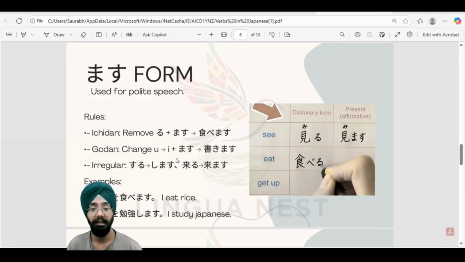For Godan verbs, just change the u sound to the i sound. Kaku, kakimasu; asobu, asobimasu; nomu, nomimasu. For example, gohan o tabemasu. I eat rice. Or Nihongo o benkyou shimasu. I study Japanese.